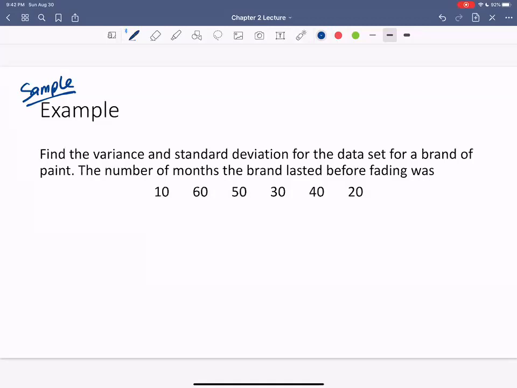So how we start our table is we start with x. I'm going to write a little smaller here, because I'm going to have a lot. So we have x. The next part is going to be f times x. Our next column is going to be x minus mu. Oh, sorry, not x minus mu. We're talking about sample, so it's x minus x bar. And then our last one is going to be x minus x bar squared. Well, we have 6 pieces of data: 10, 60, 50, 30, 40, and 20.